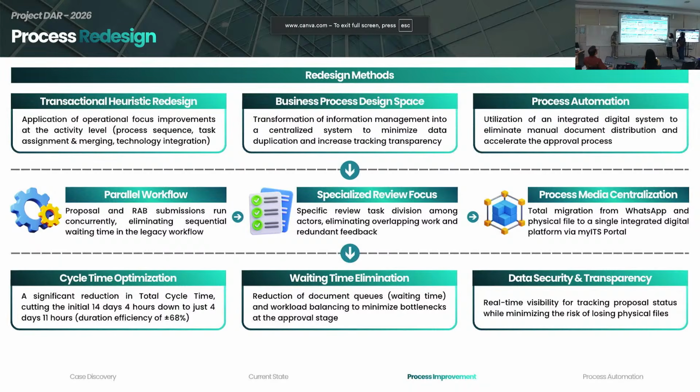This is a specific review task division among actors. For example, the researcher reviews the budget plan, and the head of study program focuses on reviewing the proposal. And the last one is media centralization, migrating totally from WhatsApp and printed documents to a digital platform like the MyITS portal. So the benefit is cycle time was reduced from 14 days, 4 hours to 4 days, 11 hours, or about 65% faster.